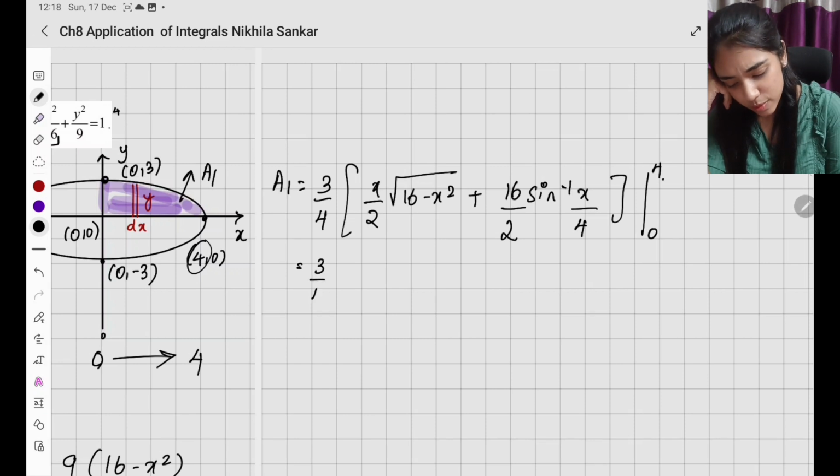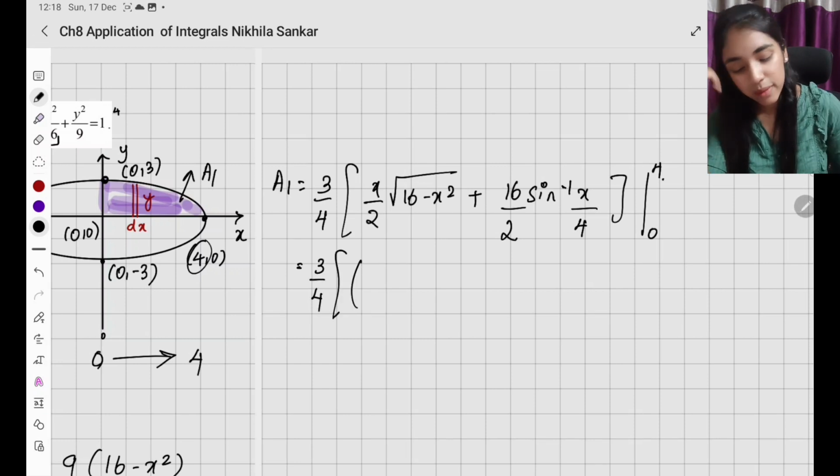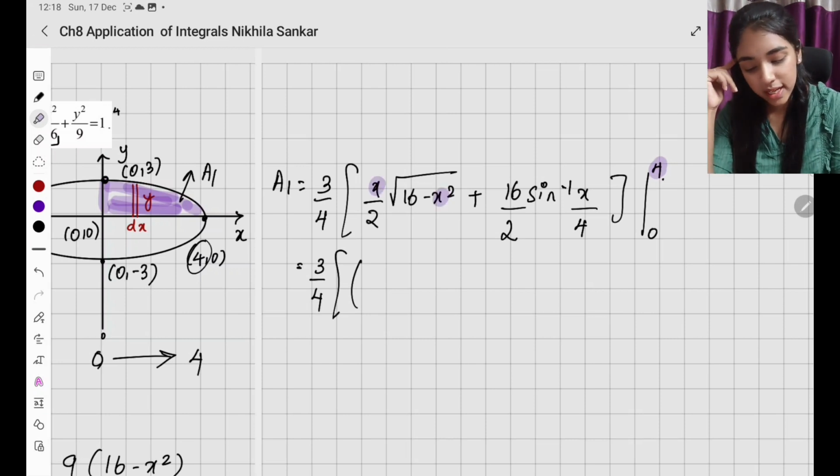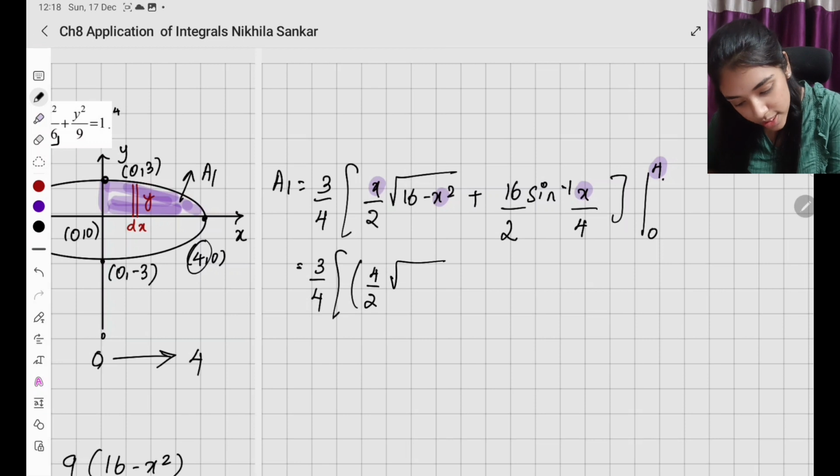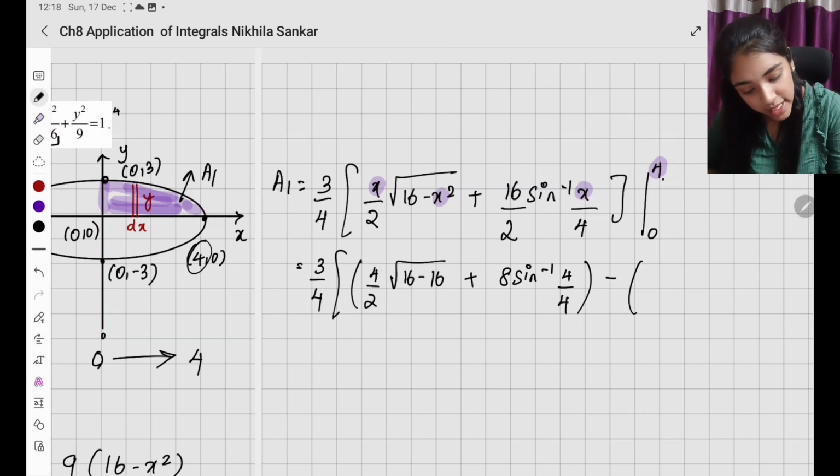So this is going to be 3 by 4 times a big bracket, and I'm going to substitute the upper limit minus the lower limit. So wherever there is x, I'm going to substitute 4. So I have 4 by 2 square root of 16 minus 4 square, which is going to be 16, plus 16 by 2 is 8 sine inverse of 4 divided by 4. The upper limit is substituted, minus now the lower limit.